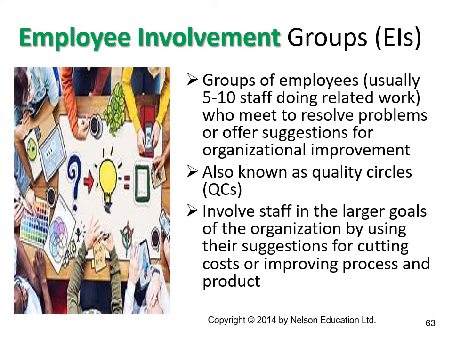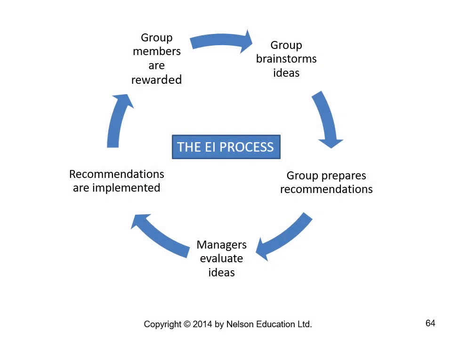So employee involvement groups, or EIs, are groups of employees, and we're typically talking about 5 to 10 staff who do related work, who meet and resolve problems or offer suggestions for organizational improvement. We also sometimes call these quality circles. These involve staff in the larger goals of the organization by using their suggestions for cutting costs or improving processes and products. A diagram that just talks about this process: groups brainstorm ideas, they prepare recommendations, managers evaluate the ideas, sometimes those recommendations are implemented, and the group members are rewarded for this.